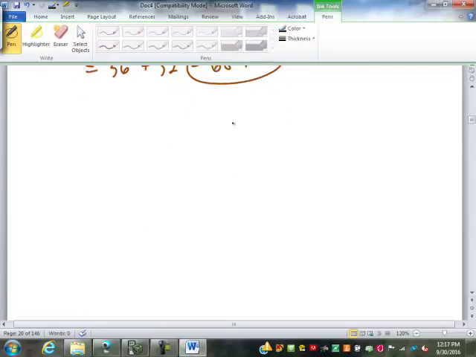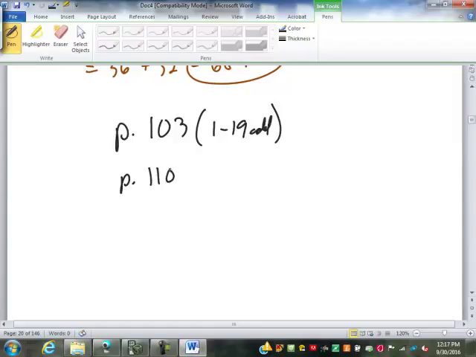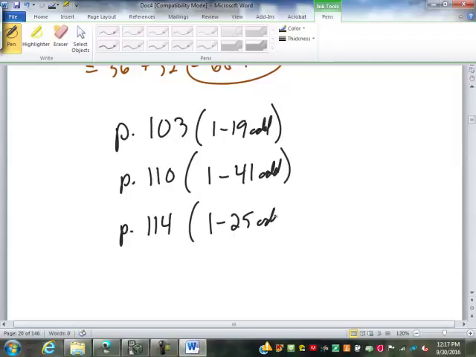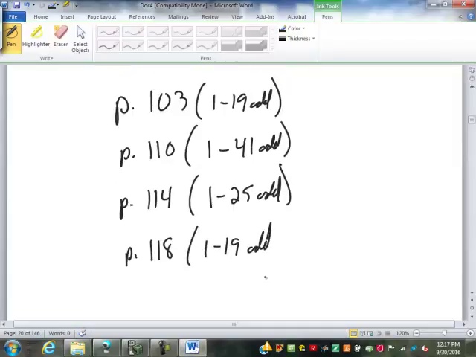Okay, pages out of your book for you guys to look at. Page 103, 119, the odd. Page 110, 1 through 41, the odd. Page 114, 1 through 25, the odd. Page 118, 1 through 19, the odds. And finally, page 123, 1 through 21, the odds.